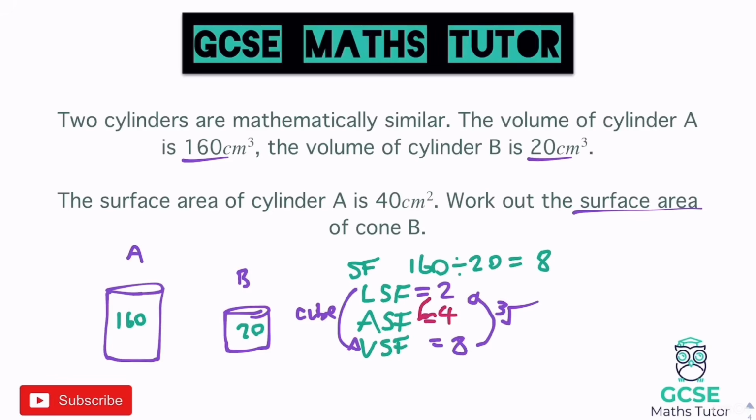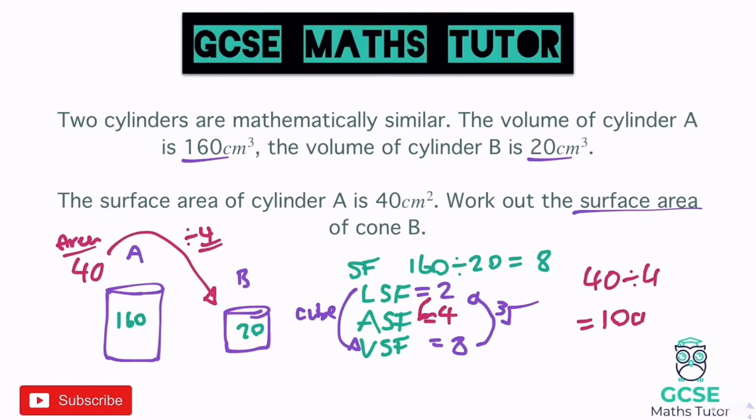So my scale factor is 4 for the area, and it says the surface area of cylinder A is 40, so that's the bigger one. I'll just write area rather than surface area. To get from the bigger one down to the smaller one, we're going to have to divide by that scale factor, which is 4 for our area, and 40 divided by 4 gives us 10. So we get a surface area of 10 centimetres squared. Right, there we go. That's thinking about some similar shapes.